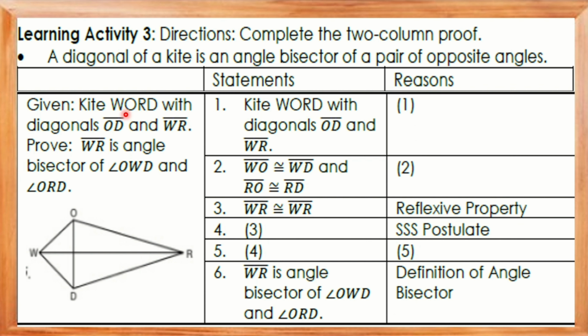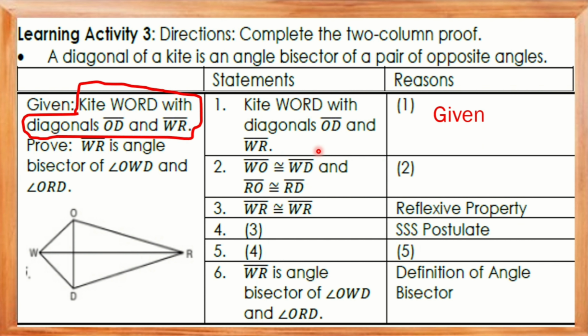Complete the two-column proof. A diagonal of a kite is an angle bisector of a pair of opposite angles. So, given, we have here kite WORD with diagonals OD and WR. So, ang kailangan natin i-prove na si WR is an angle bisector of angle OWD and angle ORD. Okay, so number 1, for kite WORD with diagonals OD and WR, sorry. So, ito ay given. Bakit? Dahil yan yung nakalagay dito sa given natin.